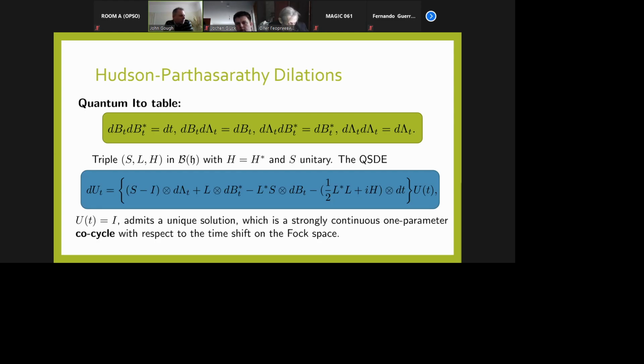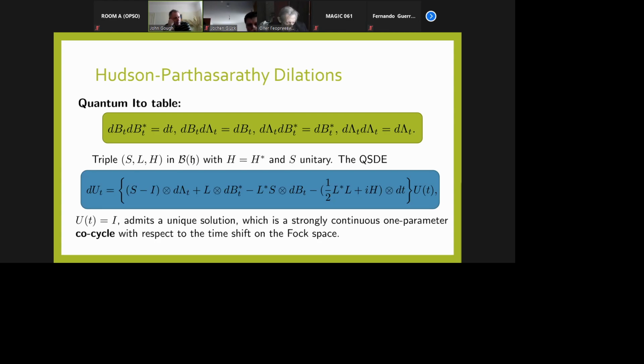The process U_t itself will turn out to be adapted. That means it acts non-trivially only on the past space and on our system Hilbert space. So to have a general unitary, we need to choose the coefficients as follows. We refer to these as the triple S, L, and H. And for the moment, I'll just take them to be bounded operators.